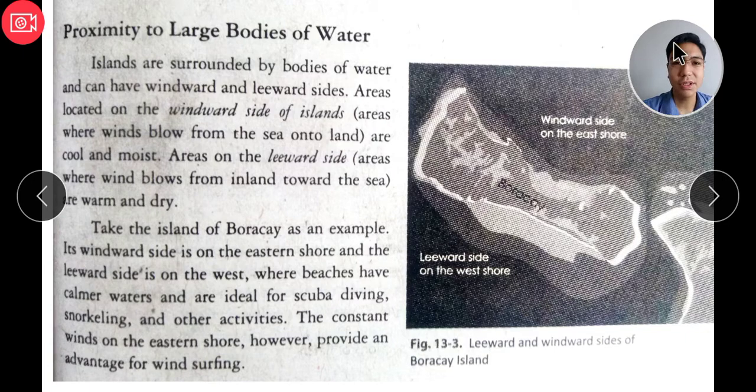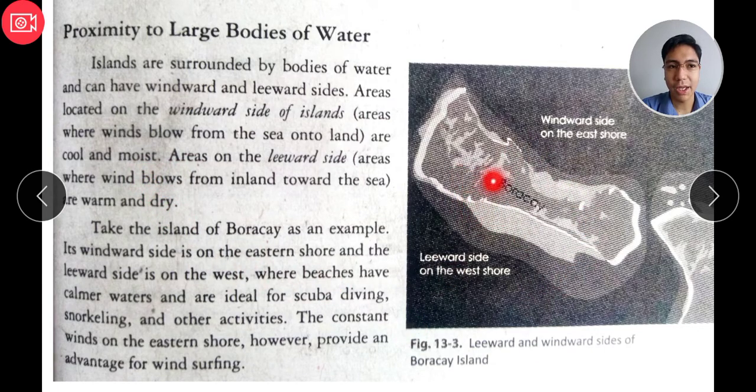So where are tropical country? So we have islands. Next one is the factor on the affecting temperature. We have the large bodies of water. So islands, this is an island, and we can see the windward side on the east shore and the leeward side on the west. What do I mean by this windward and leeward? So kapag ka windward, ito yung mga areas kung saan yung hangin is nagmumula sa dagat, sa bodies of water, papunta sa land. Kapag ka leeward side naman, ito yung mga area kung saan nagbo-blow yung hangin mula, okay, mula sa lupa, papunta rin sa dagat. So, they are warm and dry. Yung sa windward naman, of course, that is cool and moist.